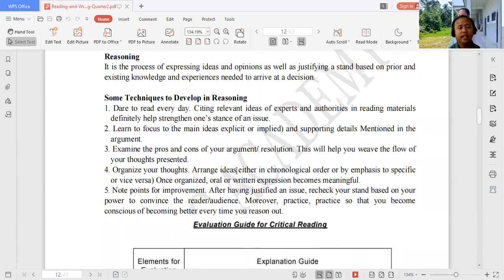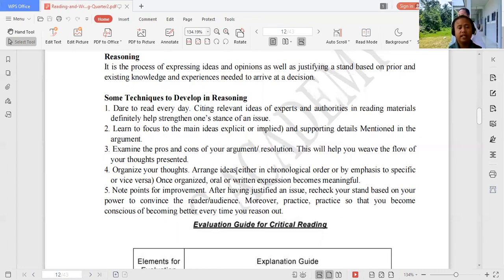All right, so in here, there are some techniques to develop in reasoning. Number one, dare to read every day. Are we reading every day? Then citing relevant ideas of experts and authorities in reading material definitely helps strengthen one's stance on an issue. Number two, learn to focus on the main ideas, explicit or implied, and supporting details mentioned in the argument.